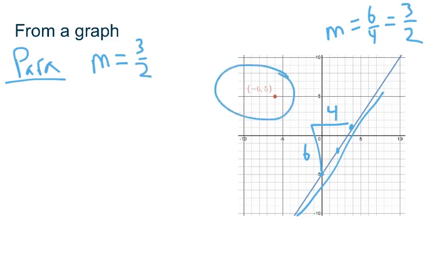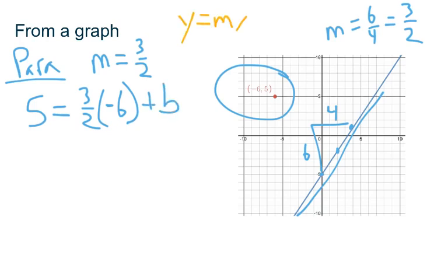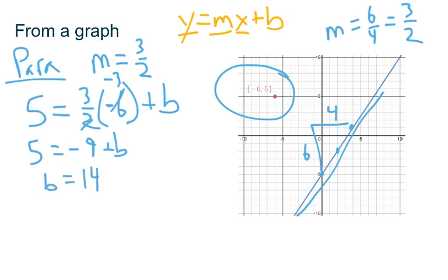I then will use this point to find b. So we get 5 is equal to 3/2 times -6, we'll put that in for x, plus b. Keep in mind, we're still trying to do this in slope-intercept form, y equals mx plus b. We have an x and a y, we counted out the slope, and we need to solve for b. That gives us -9, so 5 is equal to -9 plus b. b would equal 14.